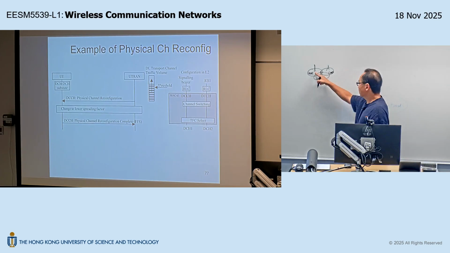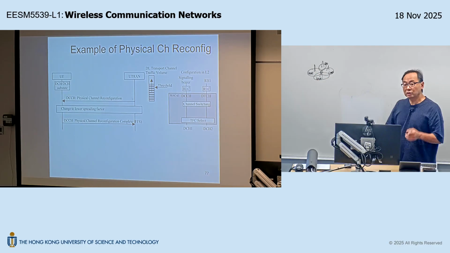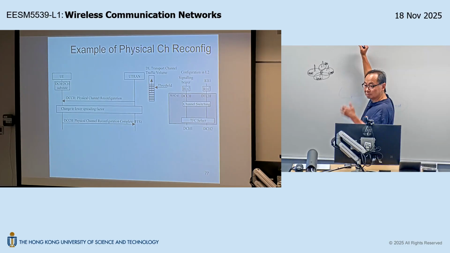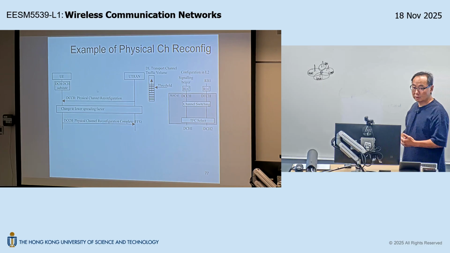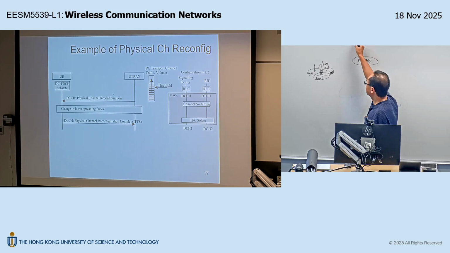So now you need a higher capacity. So what happens is the RLC layer at the serving RNC will issue a physical channel reconfiguration message. In this message, it will indicate the spreading factor needs to be reduced. Now, what do we mean by reducing the spreading factor?